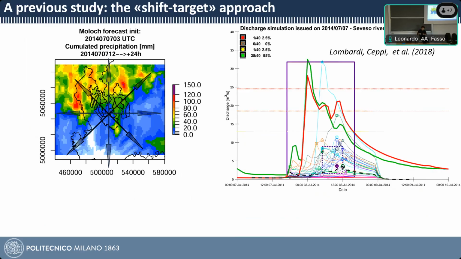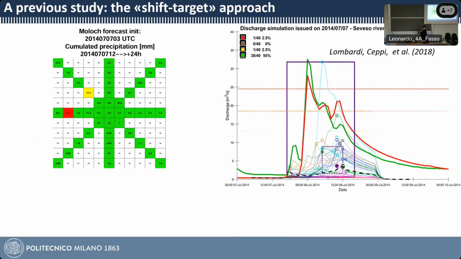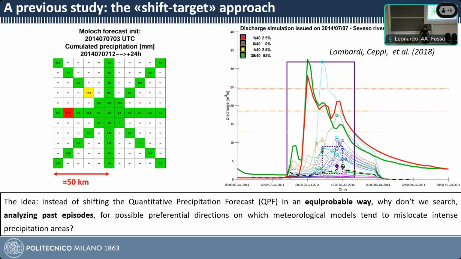In the x-axis we have time, and in the y-axis we have discharge, according to all these possible shifted locations of the precipitation. So basically, the product that we had was, for all these rigid shifts in the precipitation forecast, some exceeding of the civil protection thresholds for flooding in each of these directional shifts. And the idea now is, instead of shifting the quantitative precipitation forecast in an equiprobable way, as in these studies, why don't we search, by analyzing past episodes, for possible preferential directions in which the meteorological model tends to mislocate these precipitation events.